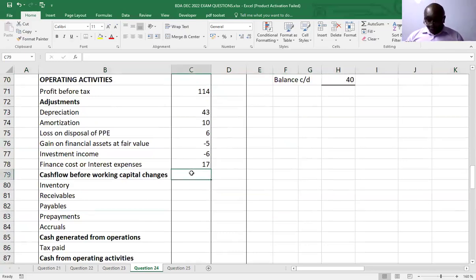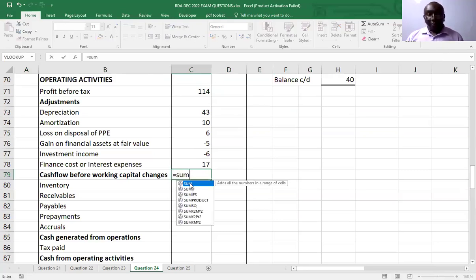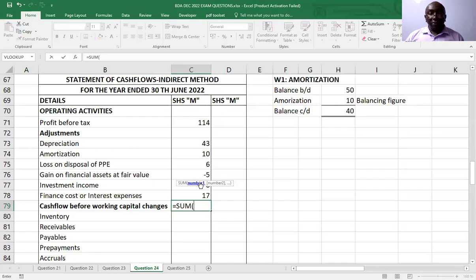So now when you come here, this is equal to the sum. You sum starting from here. Close the brackets. Press enter and send me the answer, let me see what you get. Press enter.